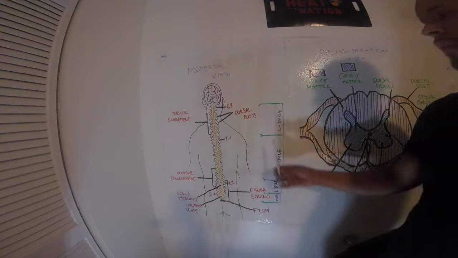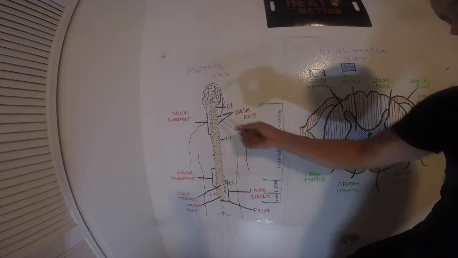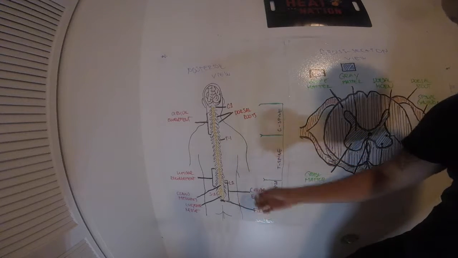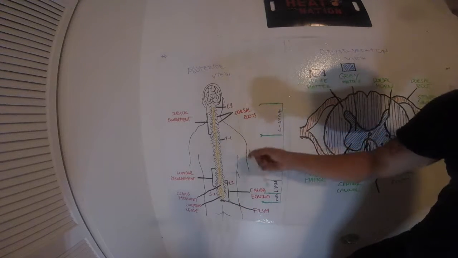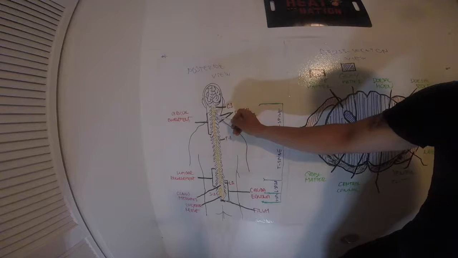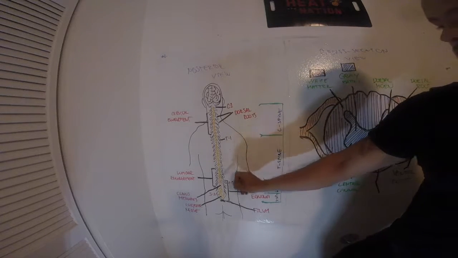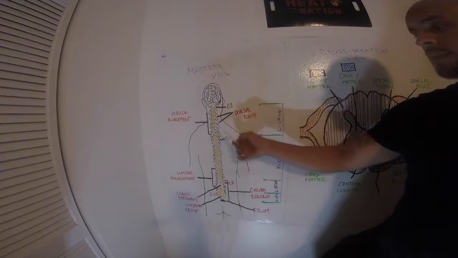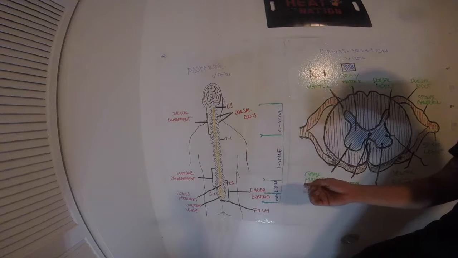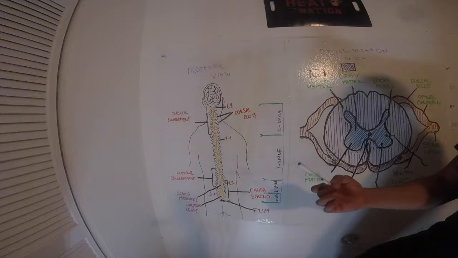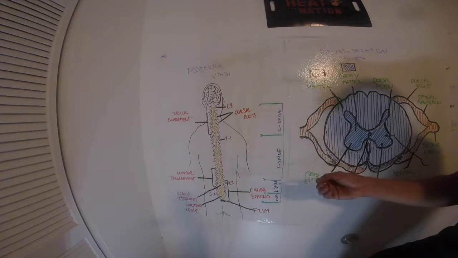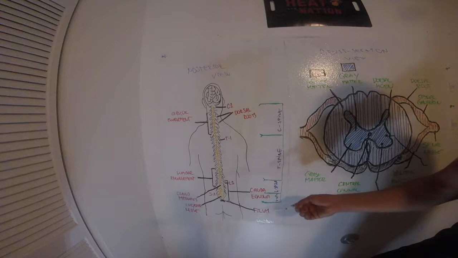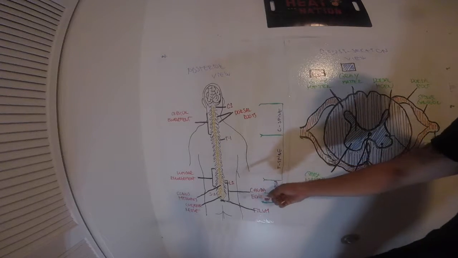And as you can see right here, the cervical enlargement and the lumbar enlargement are located where they are, and they are a bit of a thicker section of the spinal cord at both locations. This is because these two sections of the spinal cord form nerve plexuses that supply the cervical or the upper limbs and the lumbar or the lower limbs of the body with nerve impulses.